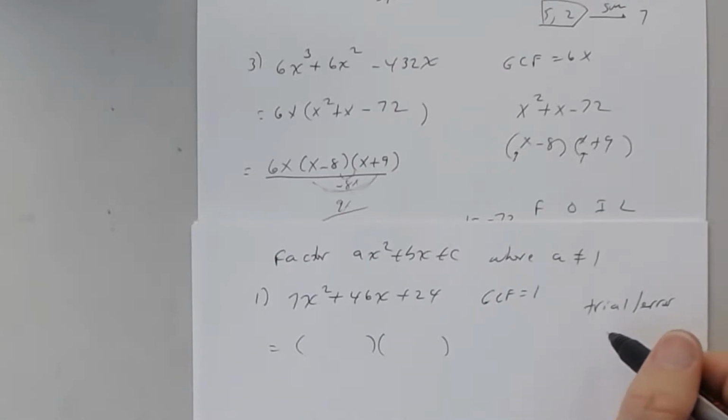Trial and error. The next section we're going to look at, there's another way to do this, so you need to know both ways. The more tools you have, the better you become. The other method is called the AC method, and that's in the next section, but you've got to know both.